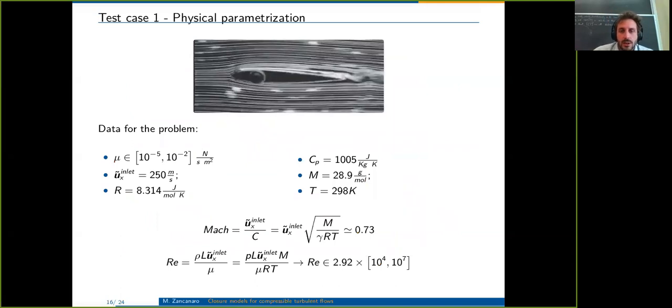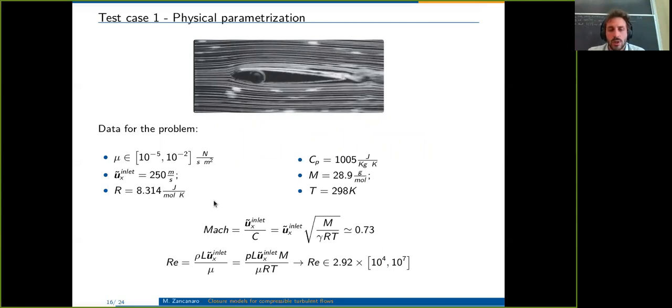So these are the test cases that we used to check basically our procedure. The first one is the resolution of the flow around an airfoil, a NACA 0012, where the shear viscosity has been parameterized, so it can vary between 10 to the minus 5 and 10 to the minus 2. The inlet velocity is equal to 250 meters per second, as you may see here from the gas constant.